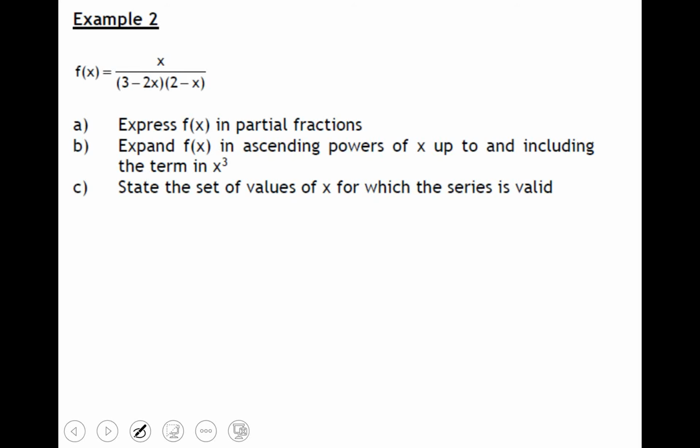Now, when we did partial fractions, one of the things we said that we could use it for is for expanding binomial series for algebraic fractions. So in this case we need to start off by expressing f of x in partial fractions. Now partial fractions, x over 3 minus 2x times 2 minus x is a over 3 minus 2x plus b over 2 minus x.